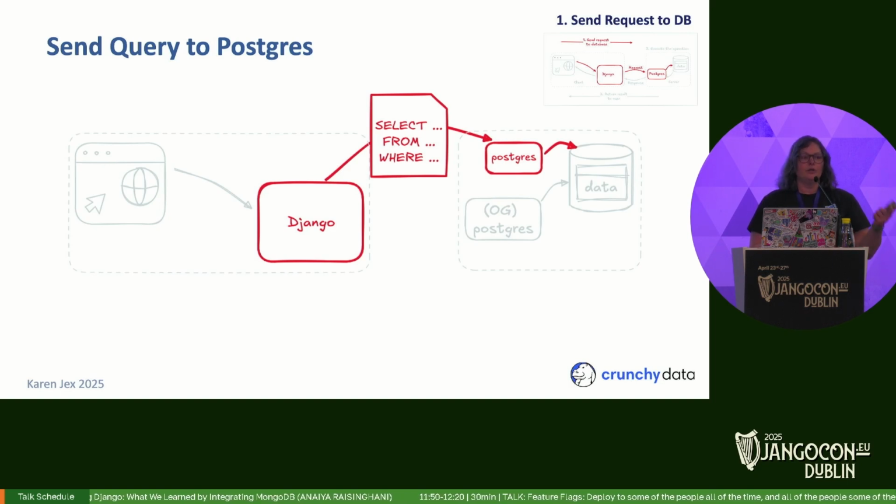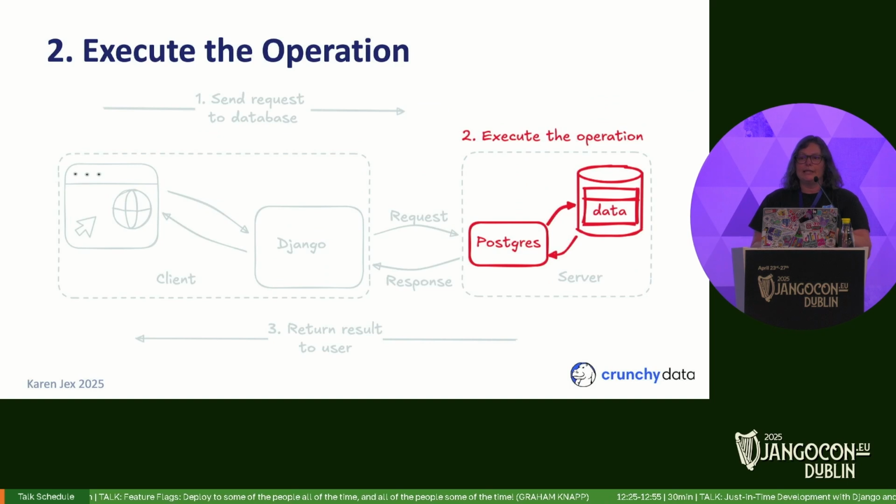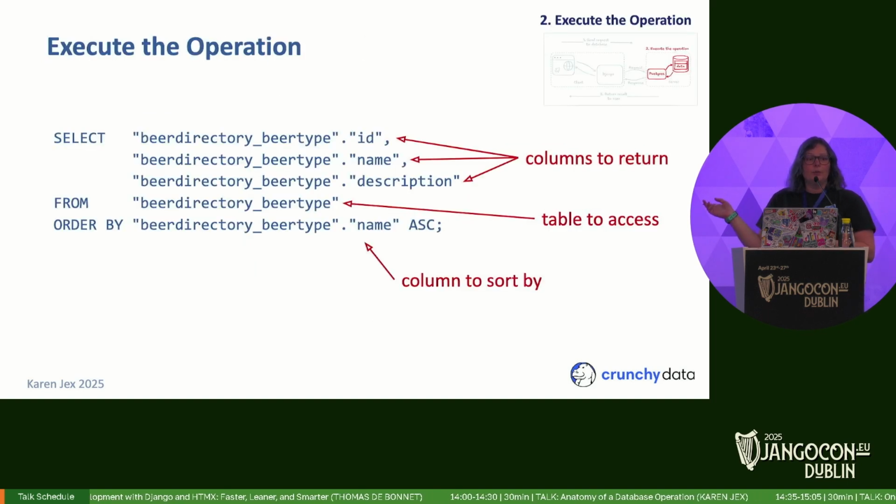Okay, so now we've got our database connection. We know what we want the database to do. We can send that query over to Postgres to be executed. Which takes us to step 2, so actually executing the operation in the database. As I said, this is the bit that we'll spend most time looking at, how Postgres is actually going to execute the database operation. So remember, this is the query that we're actually executing. We're selecting all of the columns from the beer type table and ordering them by name.